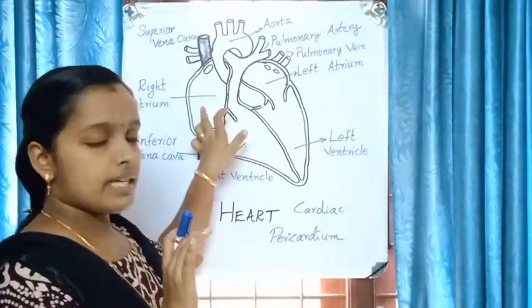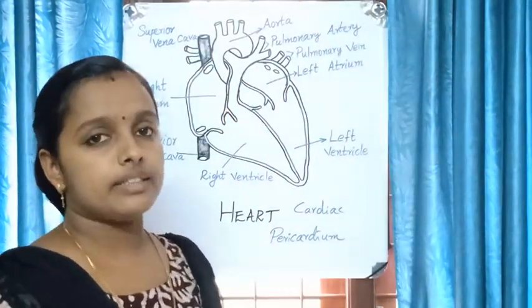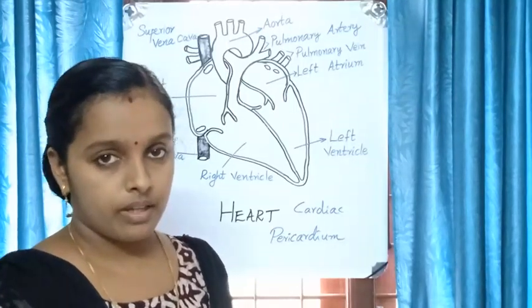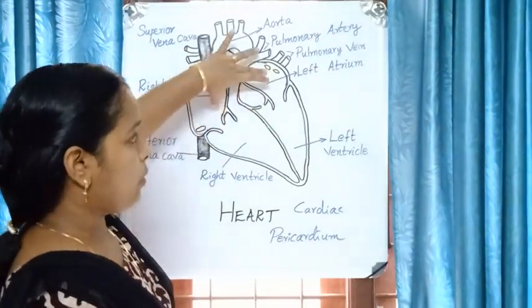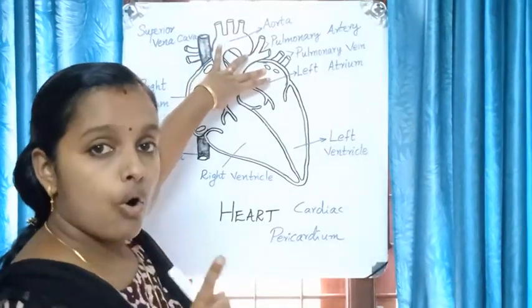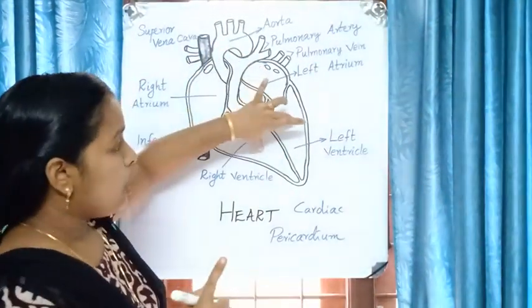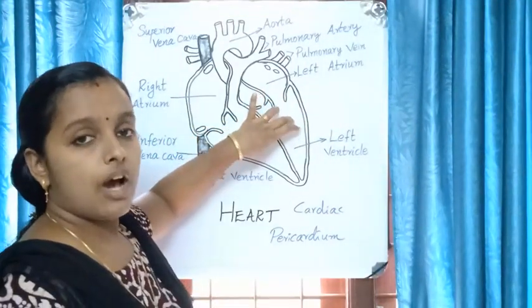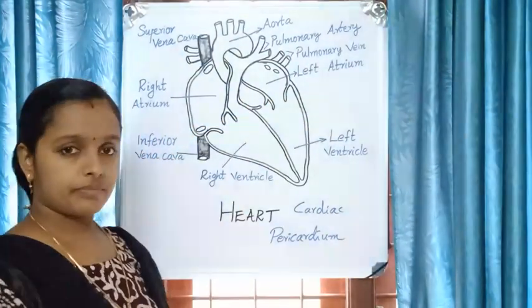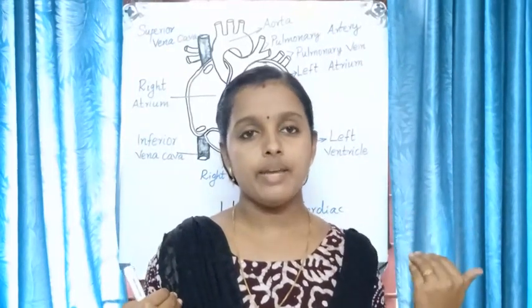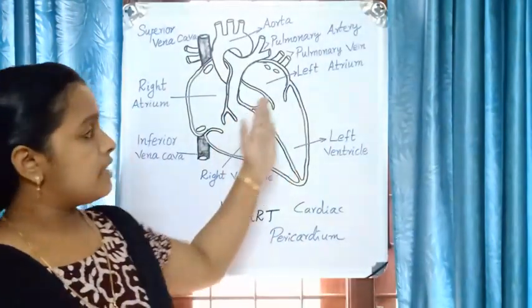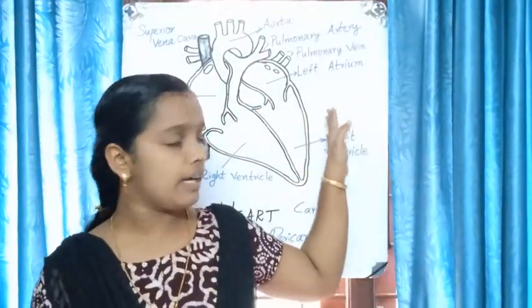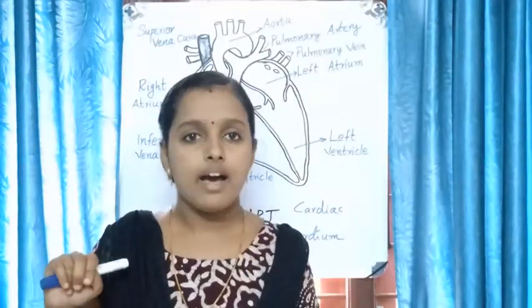These two chambers are known as auricles or atrium. The lower two chambers are known as ventricles. Okay, when I am standing here, you can see this is my right side and this is my left side. So the picture is also like this. This is the left side of the heart and this is the right side of the heart.